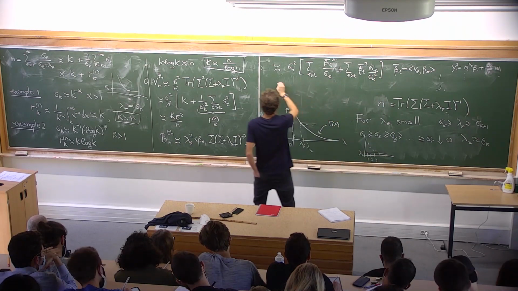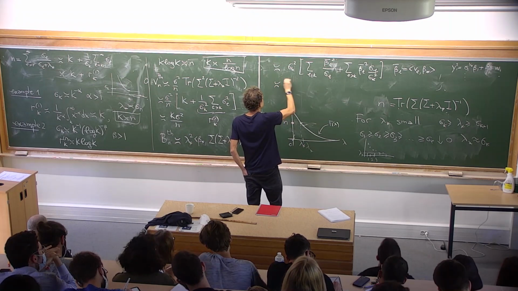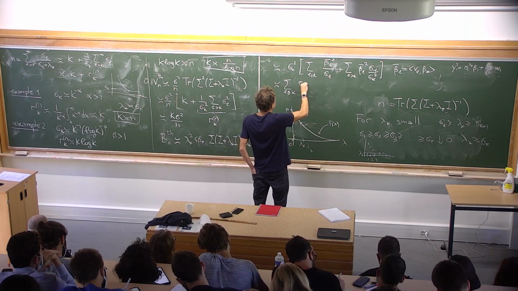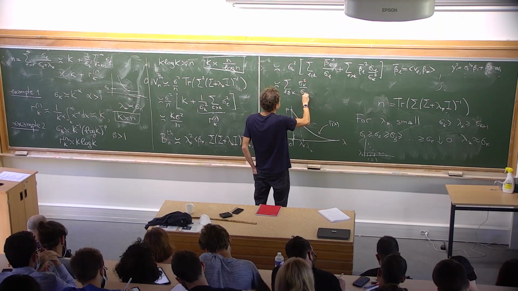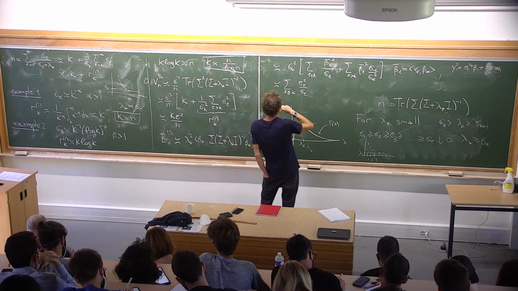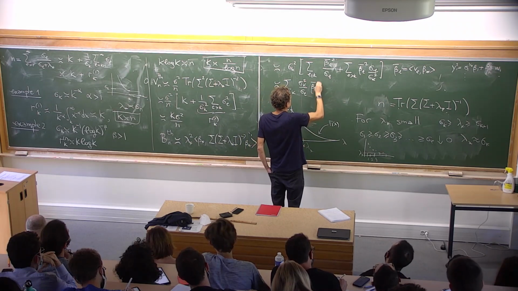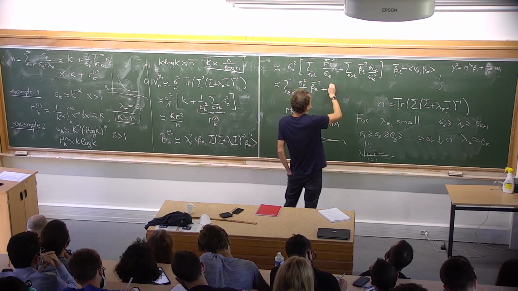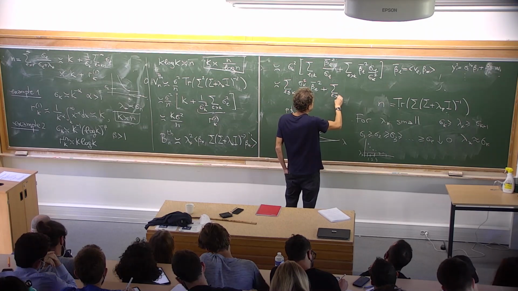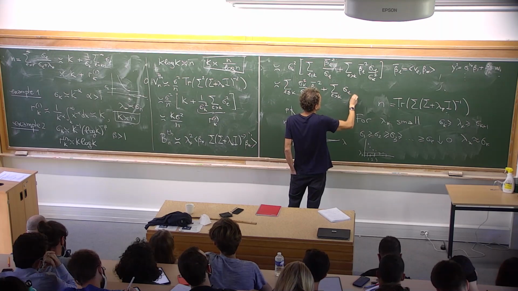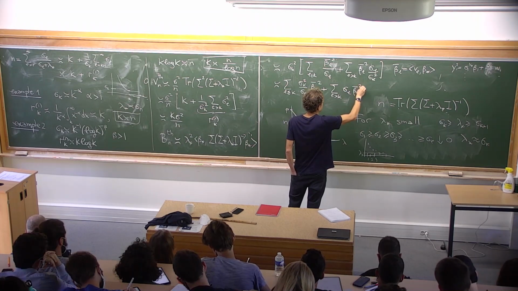Okay, and now let me just massage this. Sum over L less than k of sigma k square over sigma L times beta bar L square, plus the sum over L bigger than k of sigma L beta bar L square.